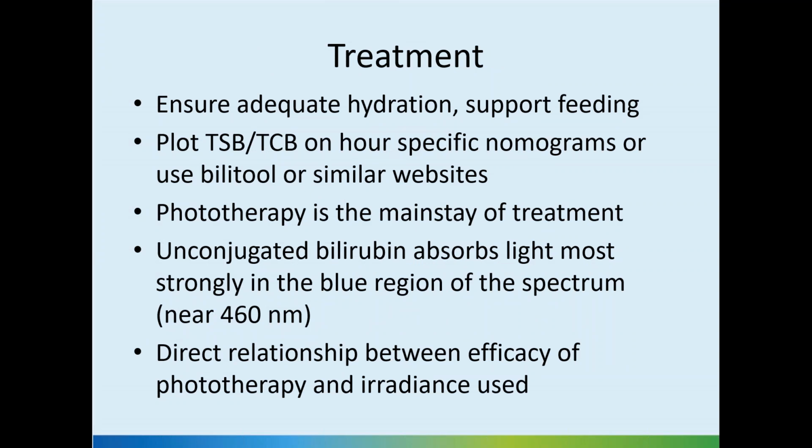Phototherapy is a mainstay of treatment if the baby falls in the treatment level, and I discussed the criteria for deciding on the treatment. Unconjugated bilirubin absorbs the light most strongly in the blue region of the spectrum, which is near 460 nanometers. There is a direct relationship between the efficacy of phototherapy and irradiance. So the age of the bulbs that are used, the height at which they are kept, and the number of lamps used matter; possibly increase the surface area by using a bilibed, or you can use a bili blanket.